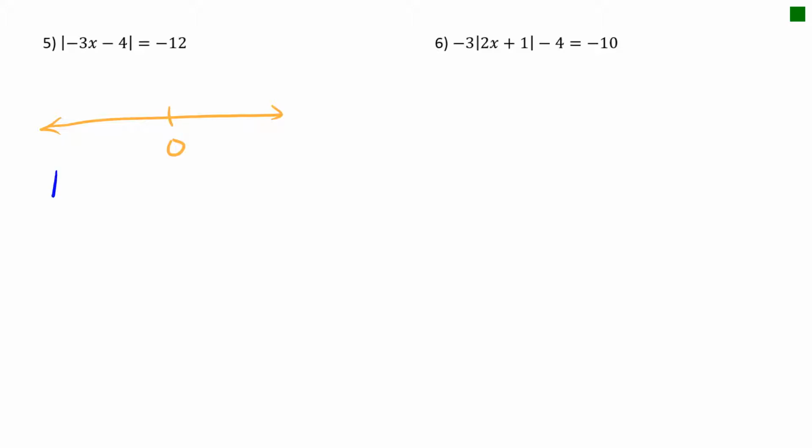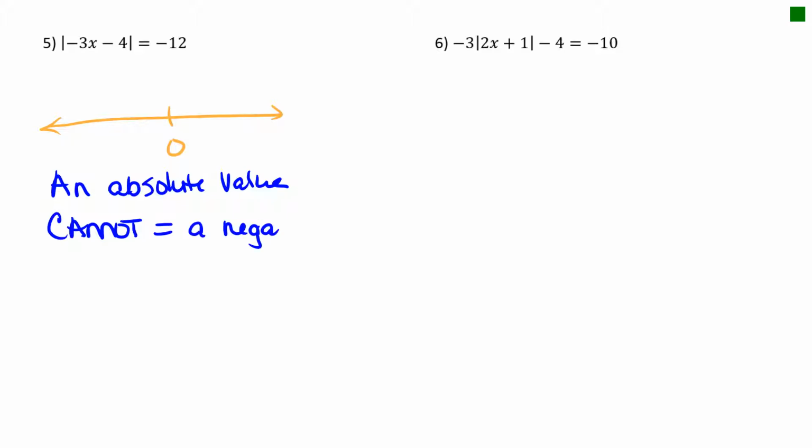So here's the deal. An absolute value cannot, again, I'm yelling at you, cannot equal a negative number. And I use the hashtag there. That's actually a number sign, okay?